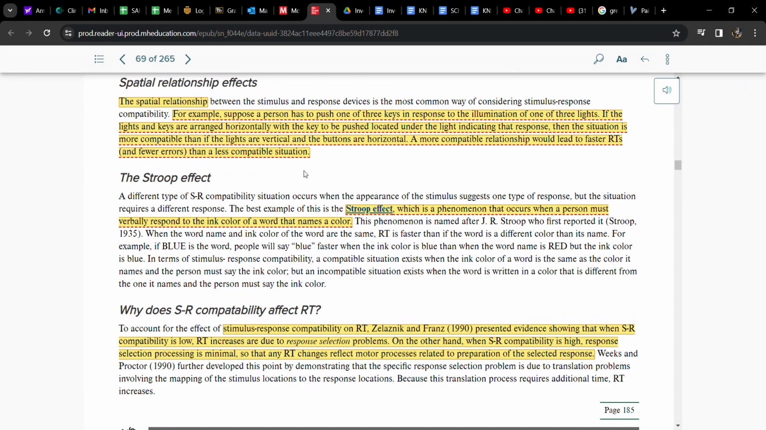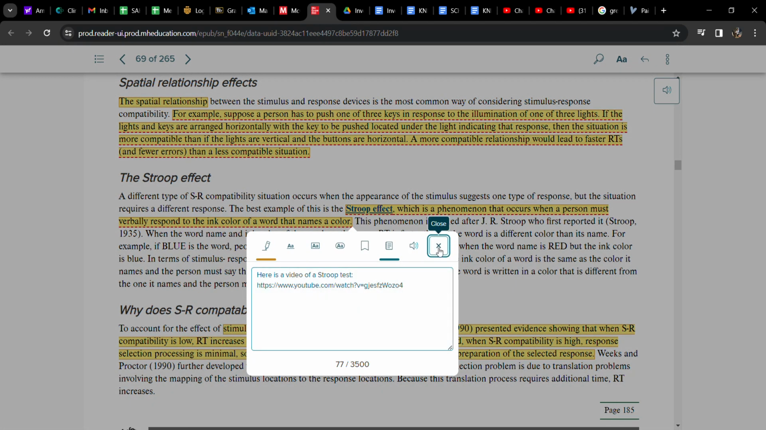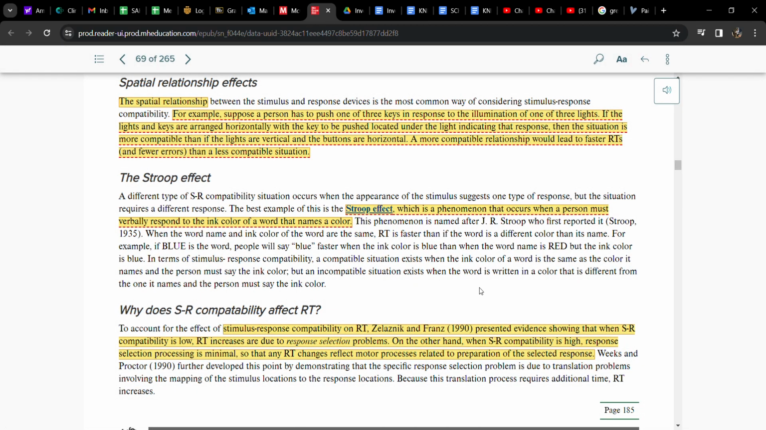Next, we're going to talk about the Stroop effect, which is a phenomenon that occurs when a person must verbally respond to the ink color of a word that names a color. So if I show you a word and it says the word blue, but the word blue is actually the color red, you need to tell me that the color of the word is red, even though the word is blue. So I would just Google this. There's YouTube videos on this. I had a link in here, and I might be able to show you this in class on a Wednesday. But this is the Stroop effect, kind of an interesting experiment. You may or may not have done it at some point in your lives.